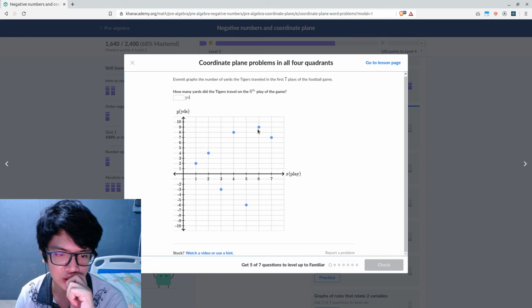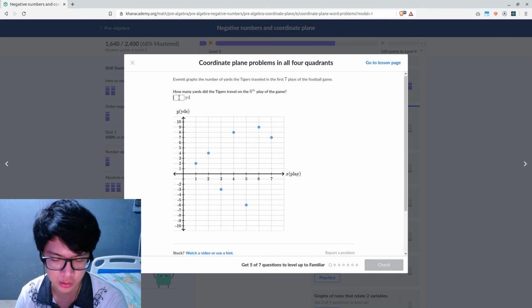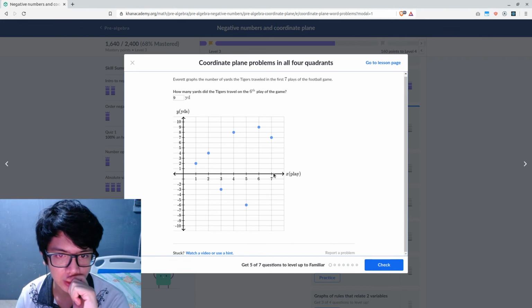Is it referring to this one? 1, 2, 3, 4, 5, 6. Oh, of course, play and then yards. Play 6, it's 9 yards. Okay, cool. X is play, and on our 6th play, we get 9 yards.